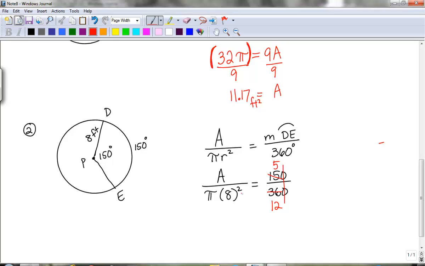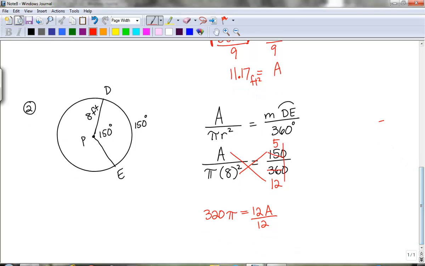Okay, so now take 8 squared, which would be 64, times 5. I get 320 equals, and then take 12 times A, and divide by 12. Oh, I left out the pi. Sorry, that's my fault. 320 pi. Yeah, that's a common mistake, and I just did it, so don't do that.